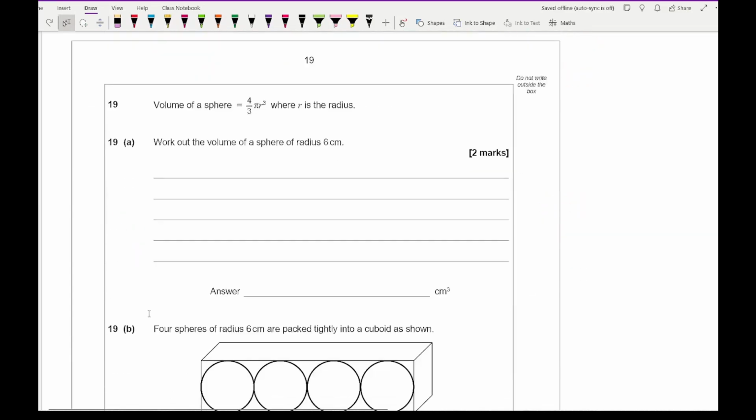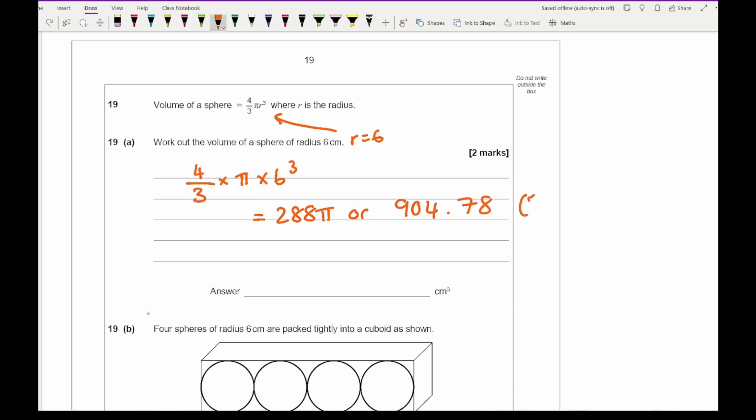Moving on to question 19, it says the volume of a sphere is 4/3 pi r cubed, where r is the radius. For question 19a, it says work out the volume of a sphere with a radius of 6. For this, all I've got to do is substitute the value of r equals 6 into this formula. Straight into the calculator, press equals, I get an answer of 288 pi, or I could write down the decimal equivalent, which my calculator gives me as 904.78, to 2 decimal places.